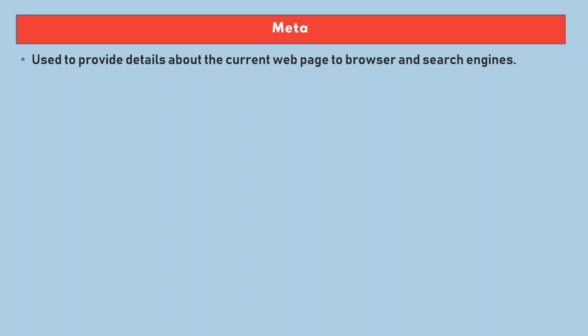Hey browser, I am providing some details about the web page to you. That is through the meta tag. Hey search engine, I am providing the web page details to you. That is through the meta tag. Meta tag mainly specifies keywords, content type, and description.